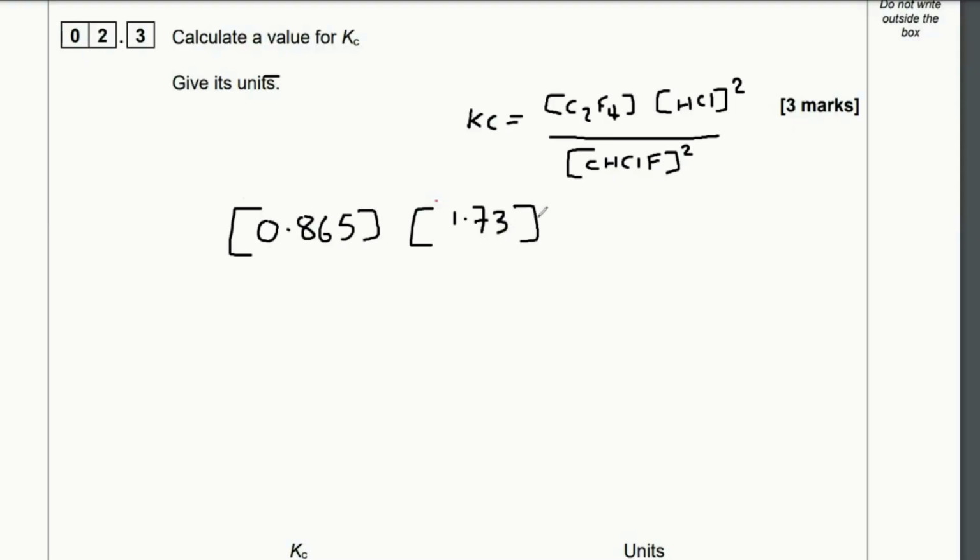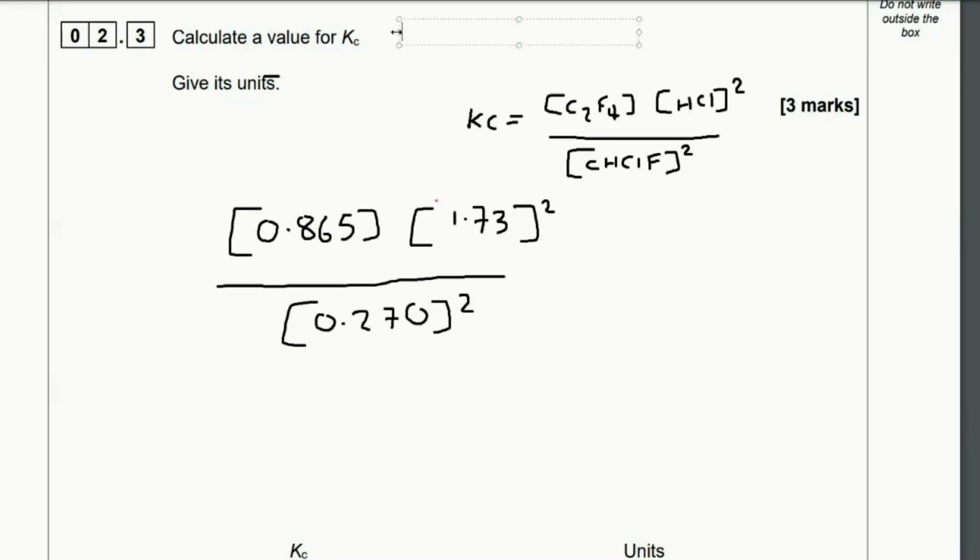And if we look back at the original stem of the question, or our working out to the first part, 1.73 were the moles we worked out for HCl. And the moles of our reactant at equilibrium was 0.270. Now I'm putting the little sign for the power of 2 outside because there were 2 moles of it.